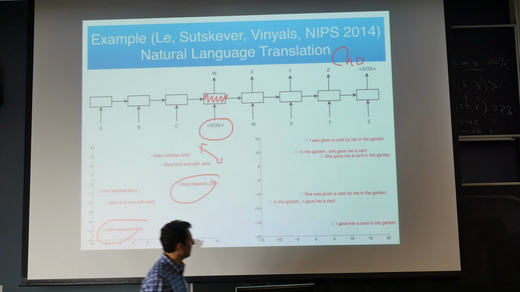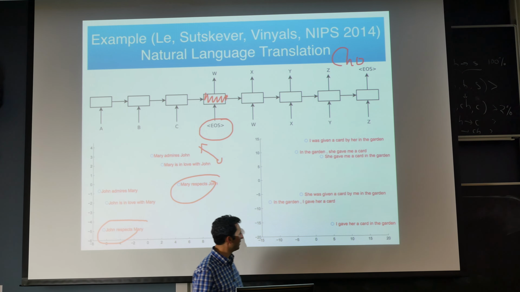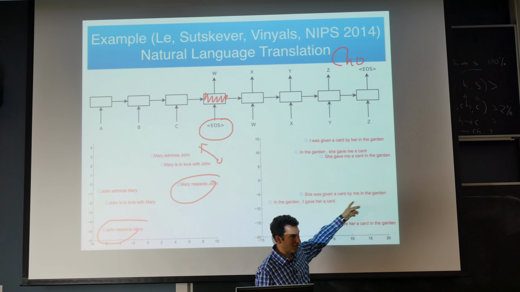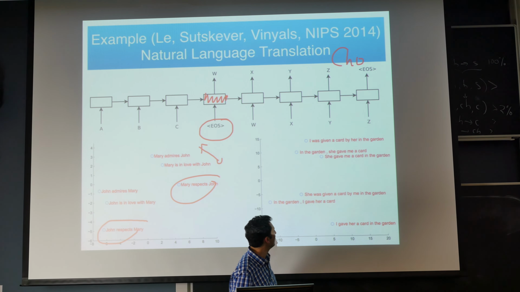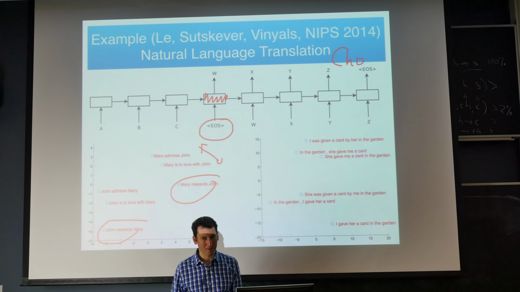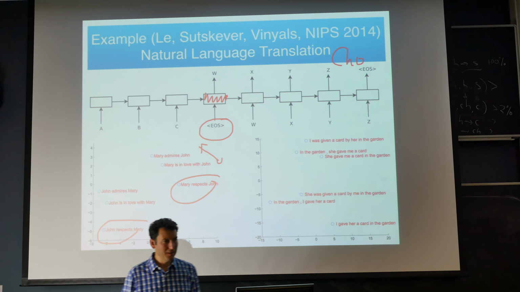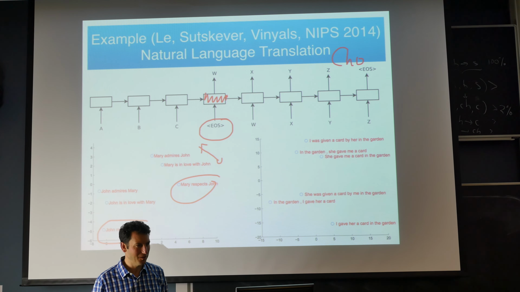Here's another couple of examples of pretty results. Like, in the garden, I gave her a card, or she was given a card by me in the garden, means rather similar things. But then I was given a card by her in the garden means something quite different, and it's further apart. Does the deep network understand what it's doing? Well, heck no, but it's a fairly useful representation.